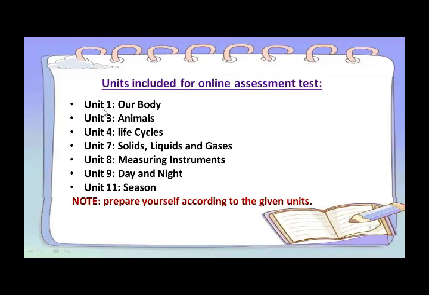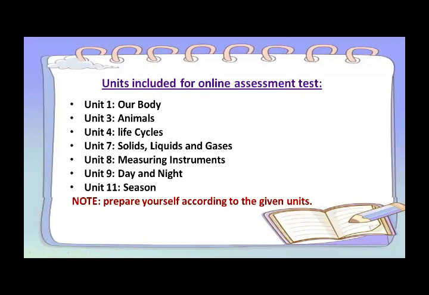Beta, these units will be included in your online assessment test. So prepare yourself according to the given units. That means you will read all the units, you will learn the blanks, and you will listen to the lecture from YouTube again and again. And I hope my smart students will get higher marks in the online assessment test.